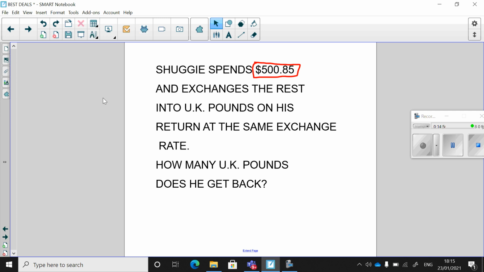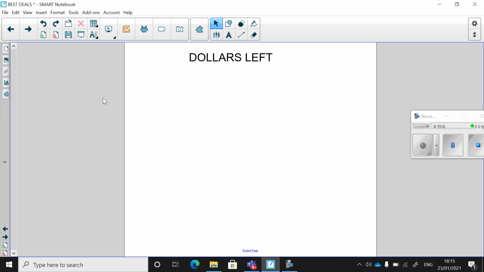Right, let's go through it. So he had more than $500.85. So we need to know the difference. How much did they get out with? How much did they spend? Right, he went out with 607.50 and he actually spent 500.85. Let's get a difference. But what we need to bring on board here is the exchange rate. It was the same exchange rate. It must have been a very quick holiday.